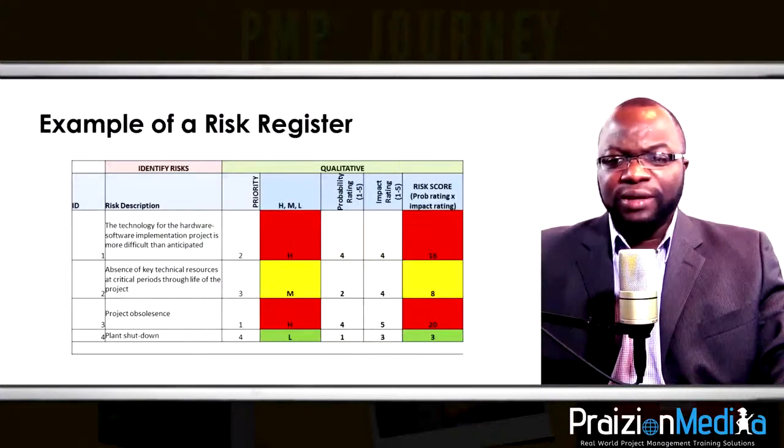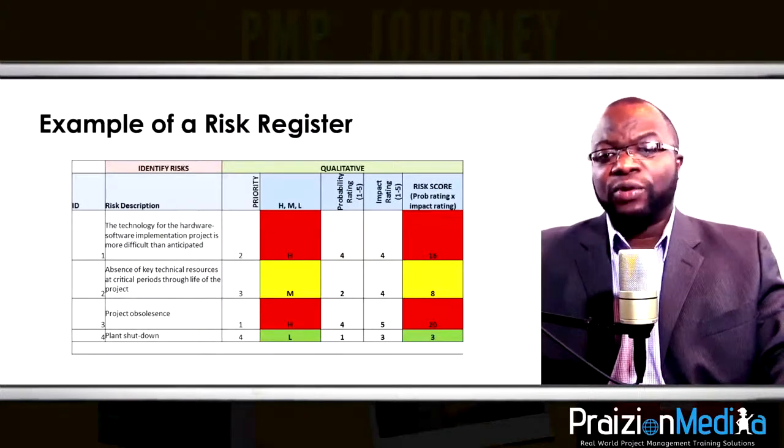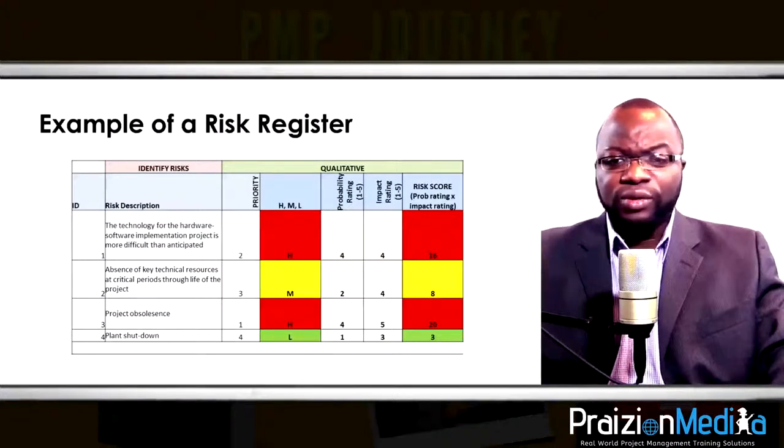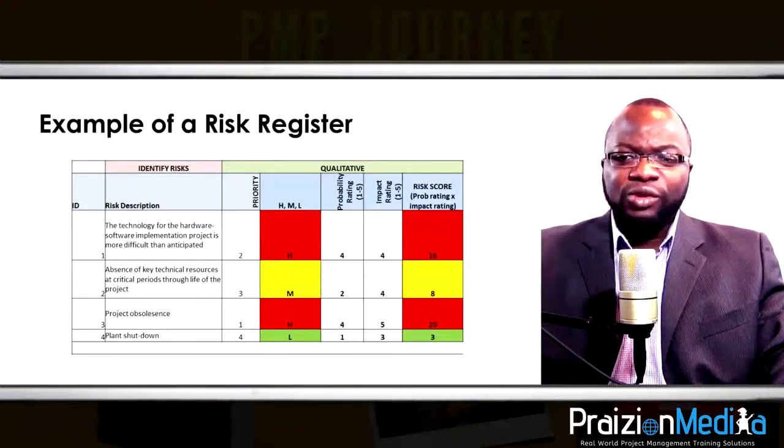What's the probability? It's a 3. On a scale of 1 to 5, what's the impact? It's a 4. 3 times 4 is 12. You get a risk score. And then you do that for all the risks to rapidly rank them.